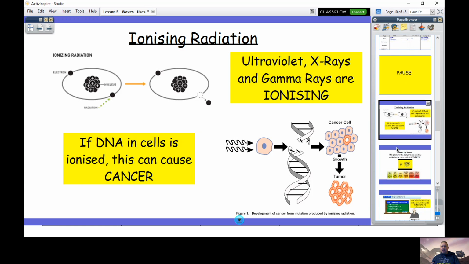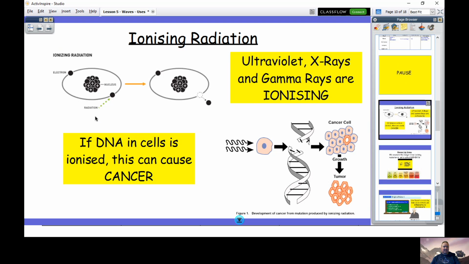Welcome back. Thanks for filling in the table there. And I want to talk a bit more about what ionizing means. For each of the types of waves, I asked you to find out if they were ionizing. And if you've done your research right, you'll have noticed that the types of waves that are ionizing are ultraviolet, X-rays, and gamma rays. What does ionizing mean?